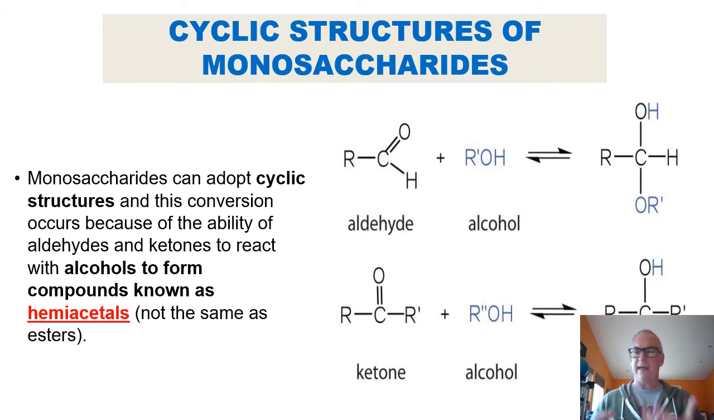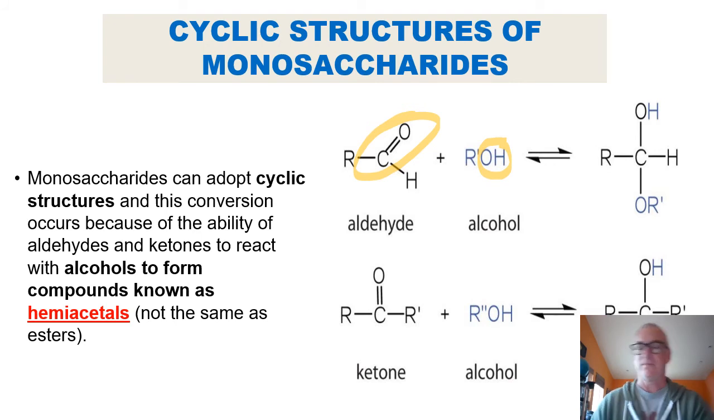So another way that monosaccharides can adopt a different shape is that they can cyclize. They can form a ring. And most of the time, they are in a ring structure. About two-thirds of the time, they'll be in a ring versus linear about one-third of the time. And that occurs when you have the carbonyl group being reacted with one of the alcohol groups.